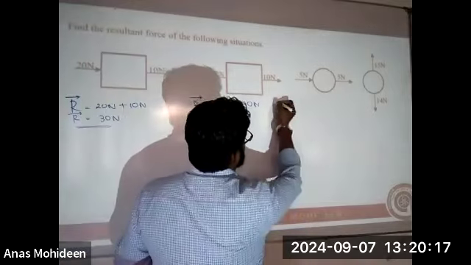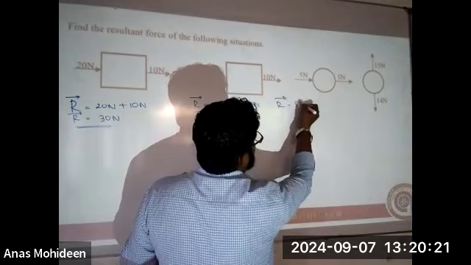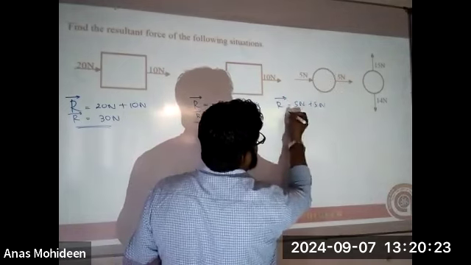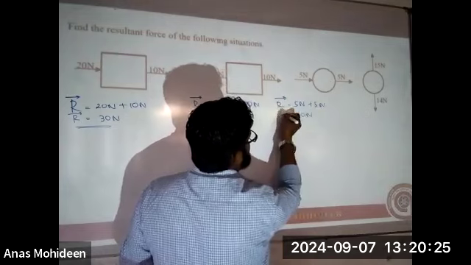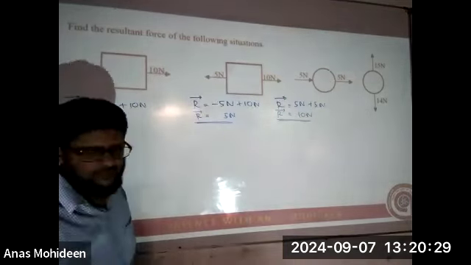Third question. Let me take the same direction resultant. 5 Newton, both of them are in the same direction. I have taken it as plus. So the resultant to the same direction is 10 Newton.